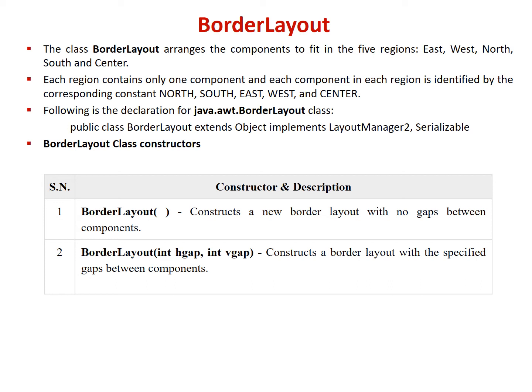java.awt.BorderLayout class. Public class BorderLayout extends Object, implements LayoutManager and Serializable. Constructors of the BorderLayout. The first is the default constructor, that is, the constructor without any argument, which constructs a new BorderLayout with no gaps between the components. Then the next is the BorderLayout with two integer parameters hgap and vgap, that is, construct a BorderLayout with the specified gaps between the components.